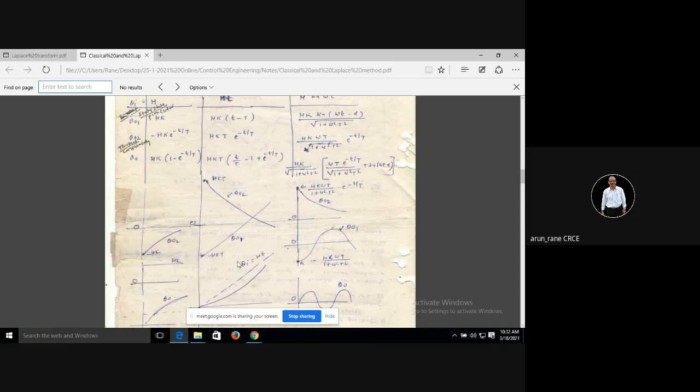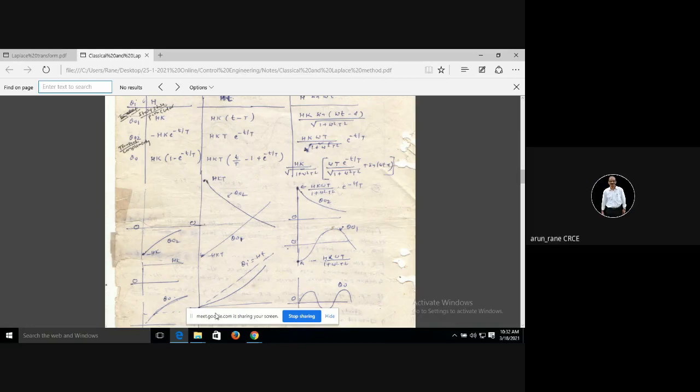And then this is theta I is equal to ht line. Theta I is equal to ht. This is what my input is. It's a straight line. This is like y is equal to mx. So my input is like this.